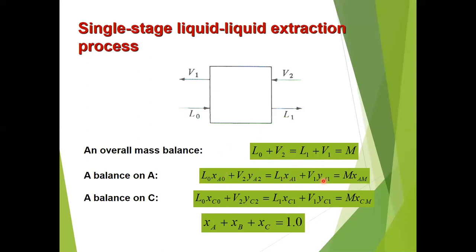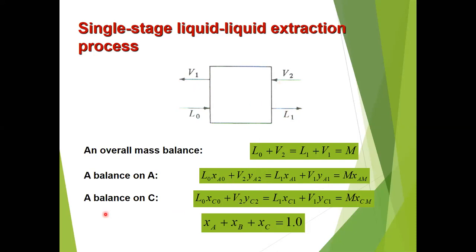Now we will represent the mass fraction of the bulk phase M by X, just like we represent the mass fraction of the feed L0 and the raffinate phase L1. Now our solvent V sub 2 and our extract V sub 1 will have mass fractions represented by YA1 in terms of solute A and YA2 for your solvent, respectively. So YA1 is for the extract and YA2 is for the solvent.